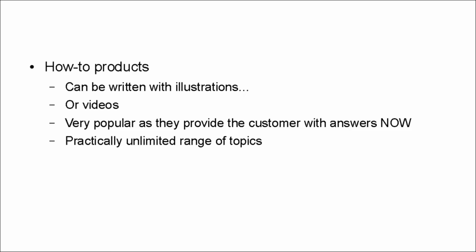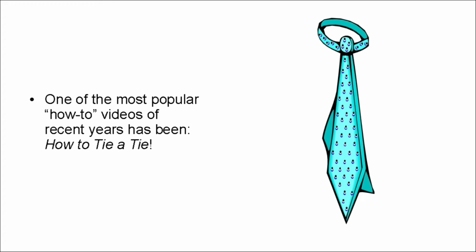And there's practically an unlimited range of topics. It can be software training, like how to create a WordPress blog. It can be weight loss, like how to lose 10 pounds in 2 months. It could be to do with internet marketing, like how to get 1,000 sign-ups to your mailing list, and the list just goes on and on and on. In fact, one of the most popular how-to videos of recent years has been how to tie a tie.